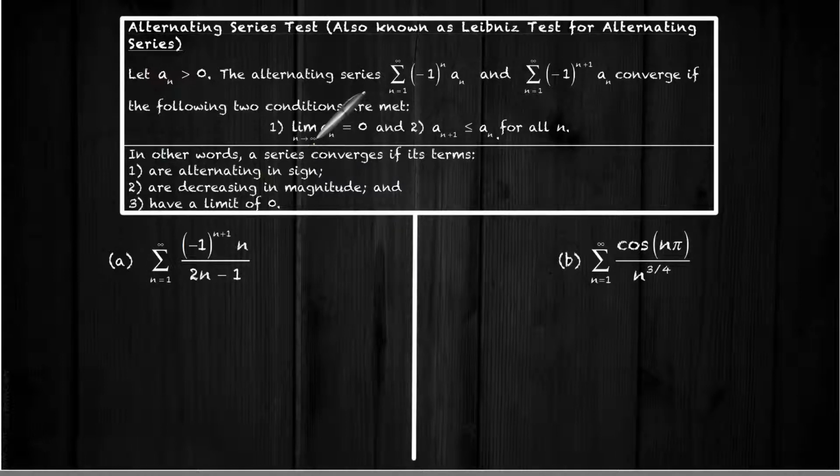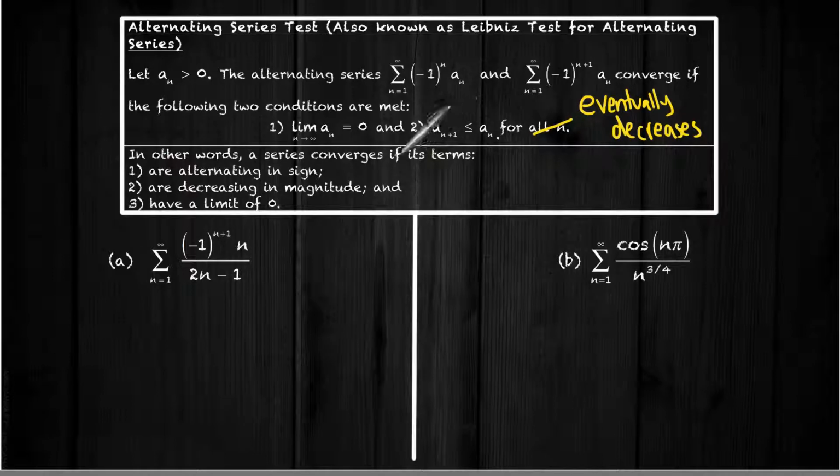First, if the limit as n approaches infinity of a sub n equals 0, and a of n plus 1 is less than or equal to a of n for all n, which actually is technically not correct. We're going to say that it eventually decreases. It may not decrease immediately, but after it starts decreasing, it continues to decrease. So let's break this down and make it very simple.